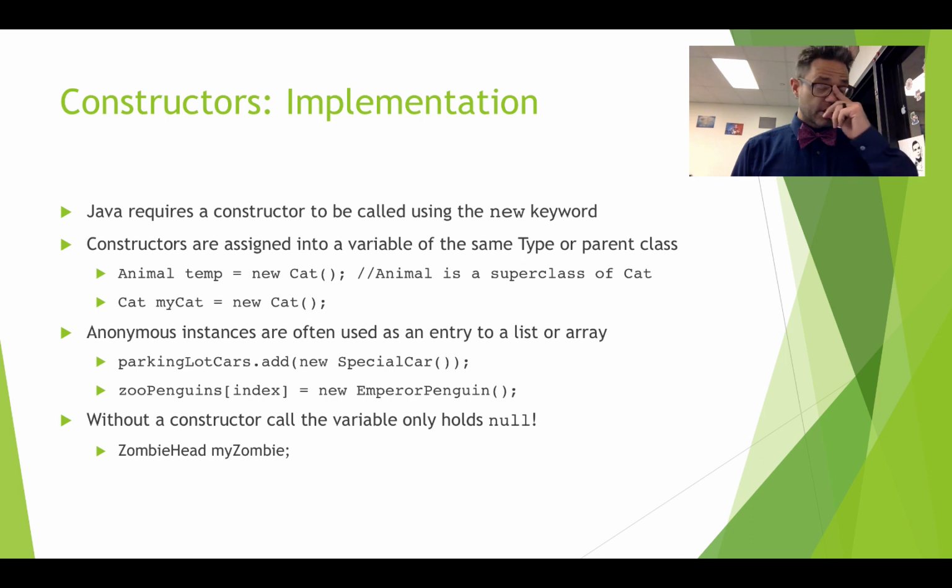However, if I just declare a variable without a call to the constructor, I just have the variable for that. So with ZombieHead myZombie, if I never assign equals new ZombieHead into that, all I have inside there is null. And that's going to lead to a null pointer exception.